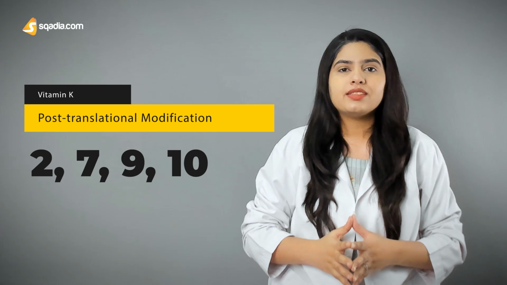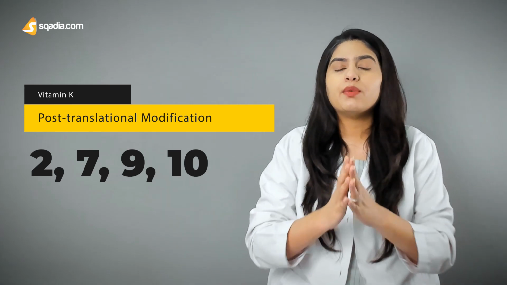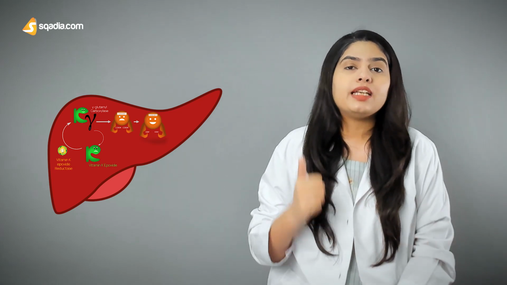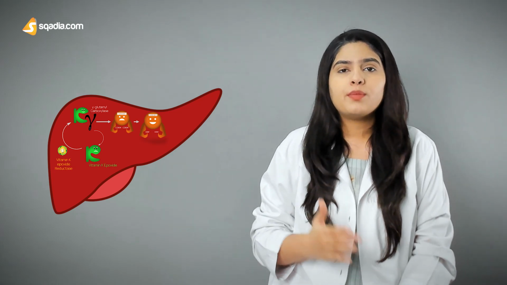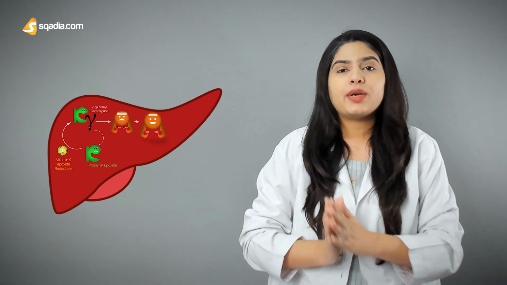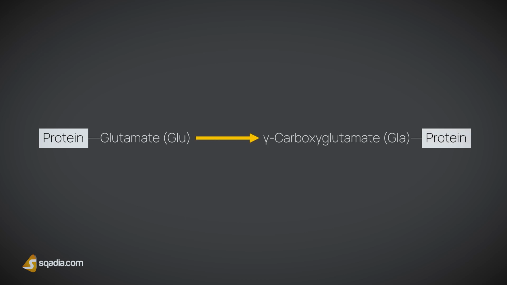These are synthesized as inactive precursors in the liver. Vitamin K acts as a coenzyme for the carboxylation of glutamic residues present in the proteins. This reaction is catalyzed by a carboxylase. It basically involves the conversion of glutamate to gamma-carboxyglutamate. And this conversion requires vitamin K, oxygen, and carbon dioxide.